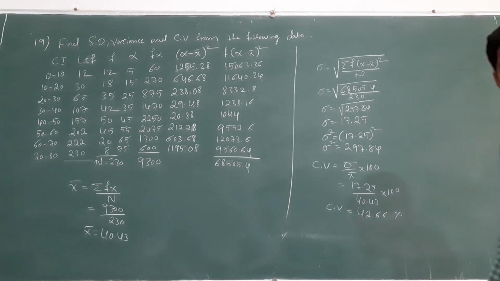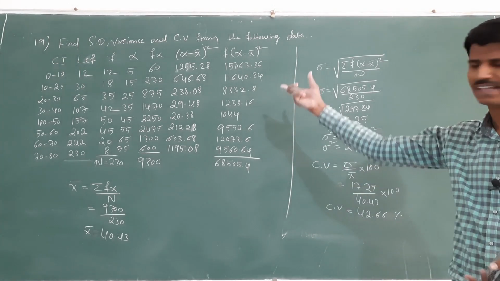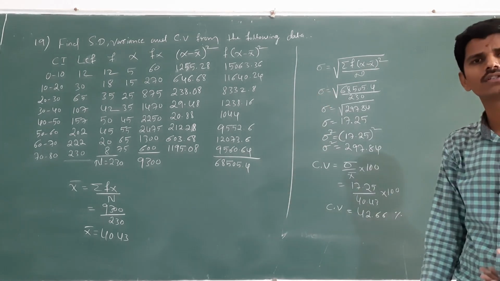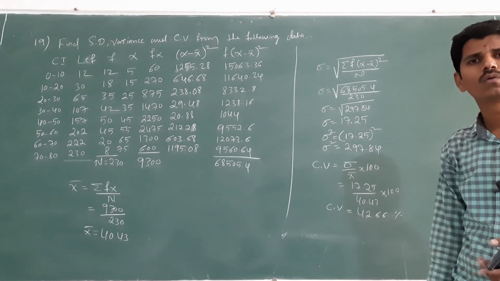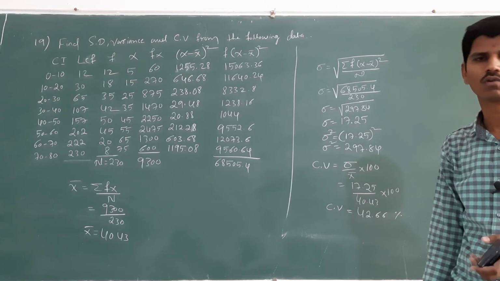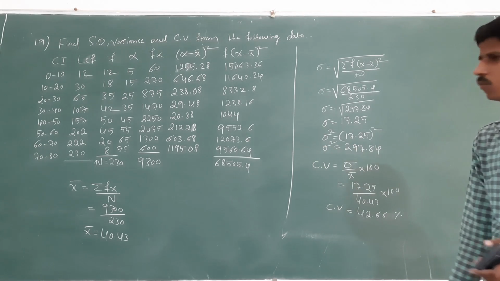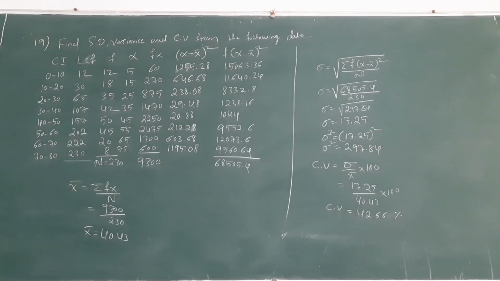Otherwise we have to use the step deviation method formula. It's a lengthy problem; the procedure is lengthy. Better we use the step deviation formula, that is sigma equal to under root of sum of fu square by capital N minus sum of fu by capital N whole square into C. Okay, it is about the 19th problem. Okay, the next problem, 20th.